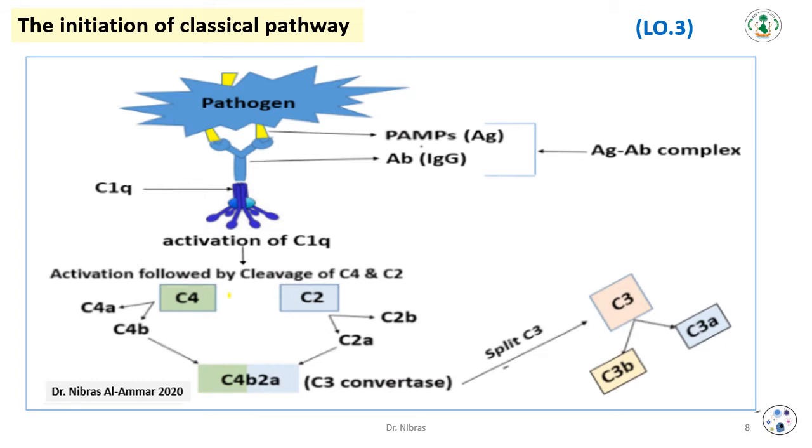The initiation of the classical pathway. Here, as you see, the pathogen has PAMPs, as we mentioned. What are PAMPs in the previous lectures? PAMPs on the pathogen will bind with antibody. PAMPs as an antigen will bind with antibody, for example IgG or maybe IgM, and that IgG binds with PAMPs as antigen on the pathogen. This is called antigen-antibody complex.